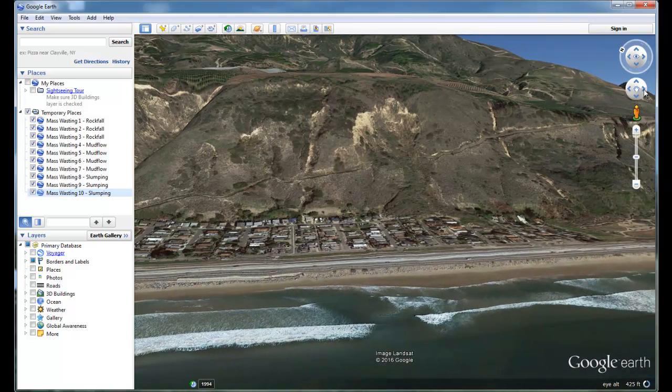So those are some mass wasting features. Take a look at the text to learn about some other ones that you can't really see on Google Earth, but would be able to see with careful observation of the landscape.